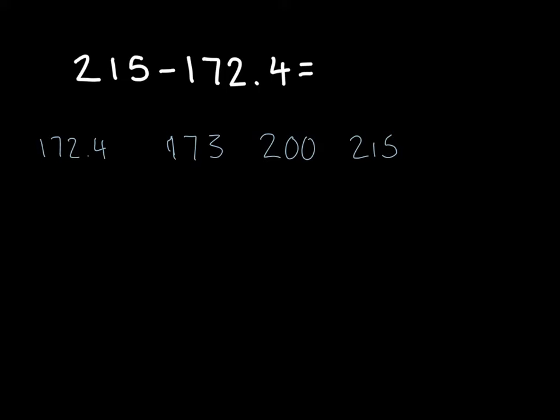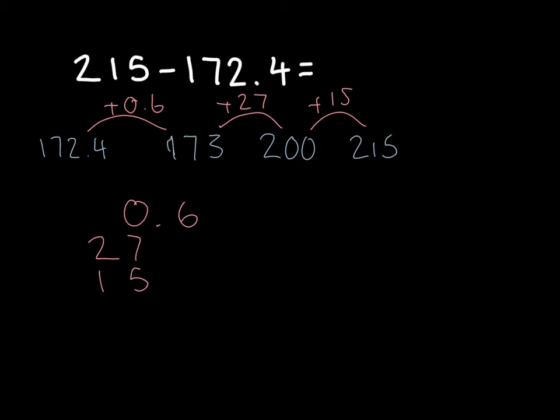So, to get from 172.4 to 173, I am adding 0.6. To get from 173 to 200, I am adding 27. And then I've obviously got just to add 15 here. 0.6, add 27, add 15, adds up to a total of 6 tenths, 12 units and 4 tens. So 215 take away 172.4 equals 42.6.